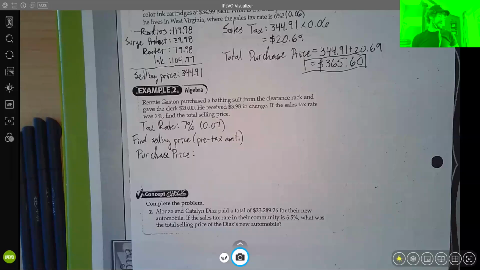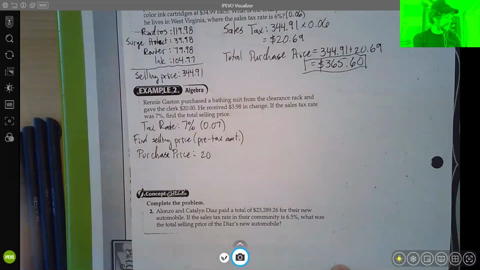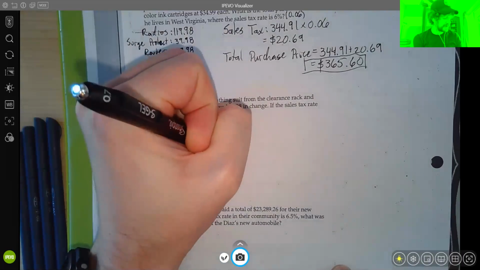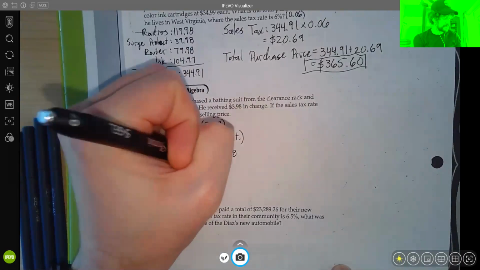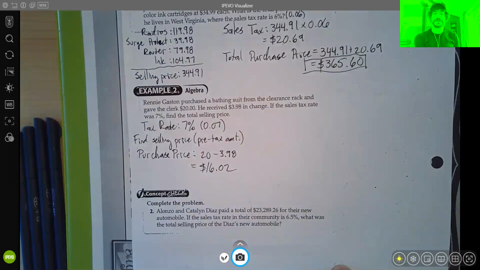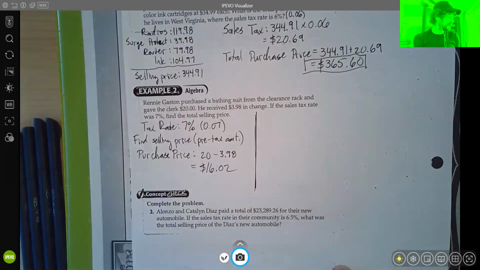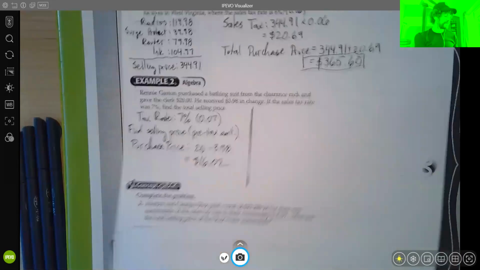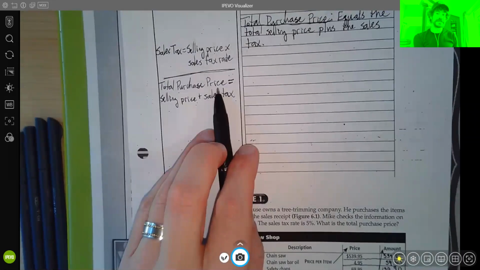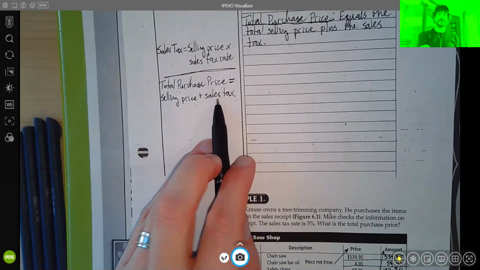Good. Total purchase price, $16.02. Yeah, because you got money back. So you paid 20, but you got $3.98 back in change, which means that the purchase price was $16.02. Awesome. Okay, now we need to figure out the selling price. Now we know from the front of this page that the total purchase price is equal to the selling price plus the sales tax.